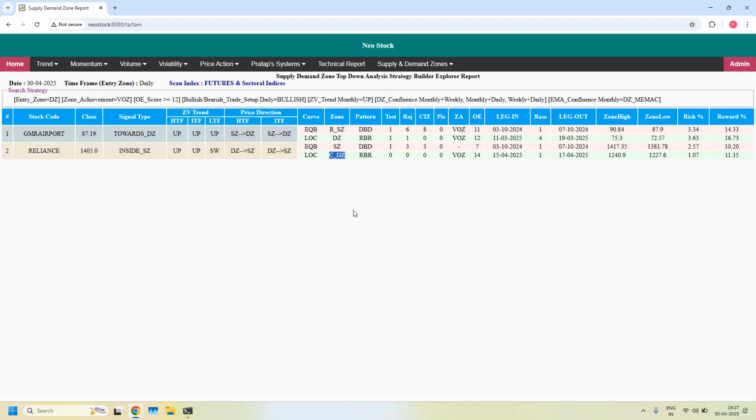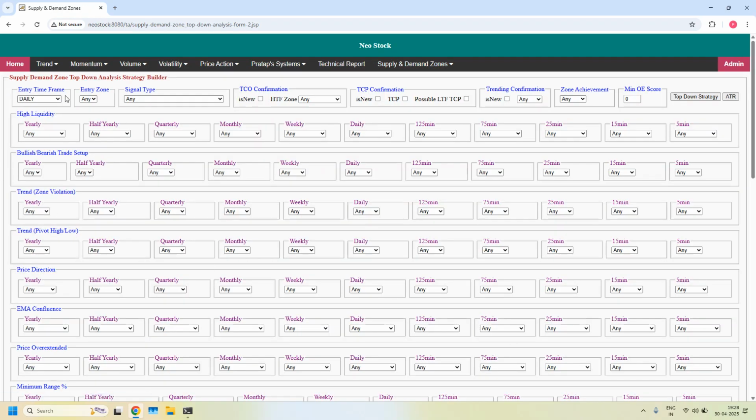Okay, this is about a bullish trade setup for monthly income trade. Next we will look into bearish trade setup for monthly income trade. Entry time frame, daily, entry zone, supply zone, and also bullish or bearish at daily time frame. I am selecting bearish. Zone achievement, violated opposing zone. Minimum odd enhancer score 12.